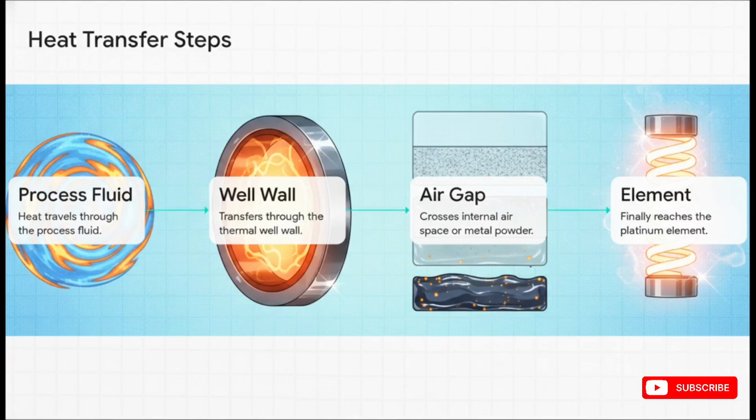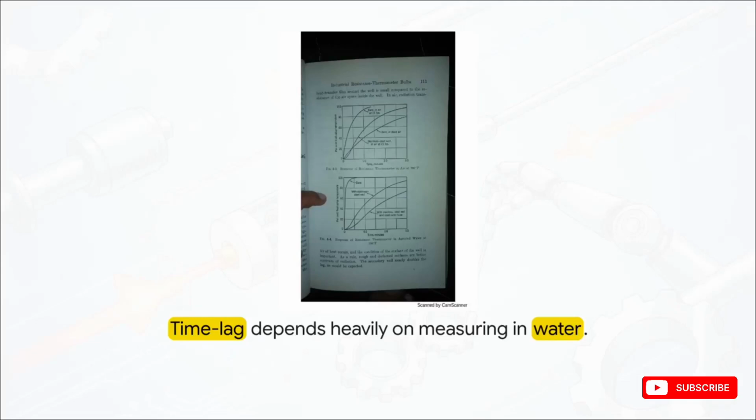To combat this lag, engineers will sometimes fill that internal clearance space with metal powder, oil, or mercury just to speed up the heat transfer. And the environment makes a huge difference in those response times. If the sensor is in dead air, you get a massive lag. But if you place that exact same protected sensor in fast-flowing, agitated water, the response time totally plummets. The thermal resistance of the process fluid itself plays an absolutely huge role in exactly how fast your control room actually gets the data.